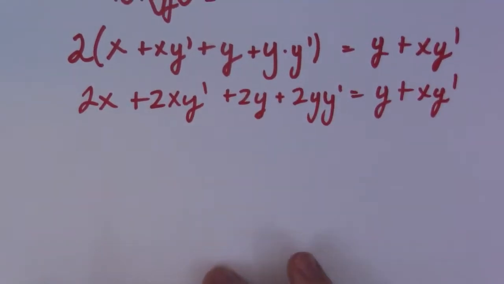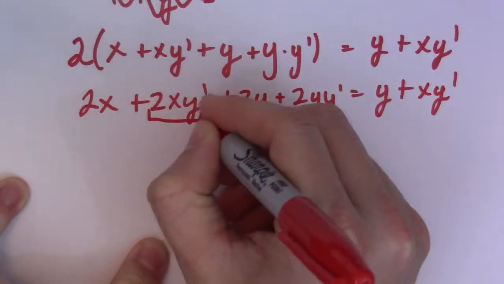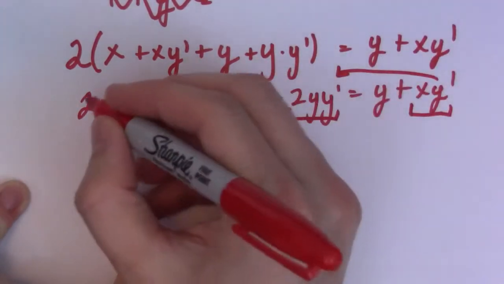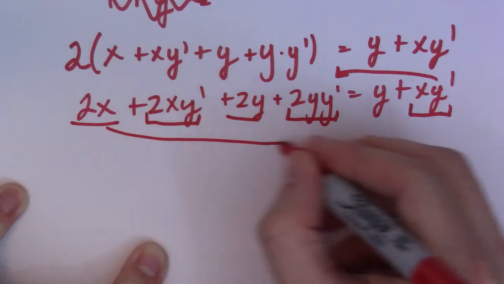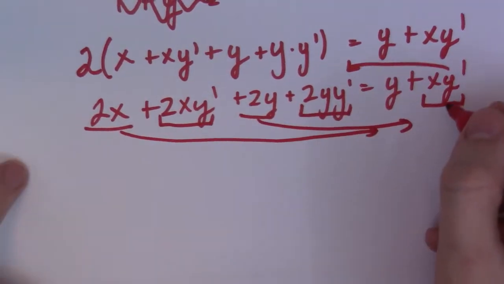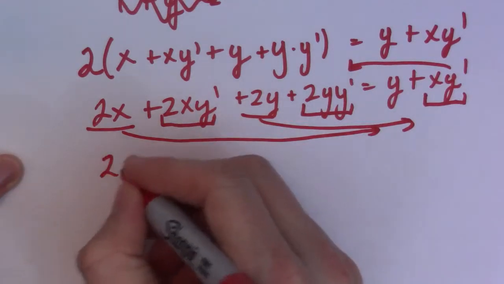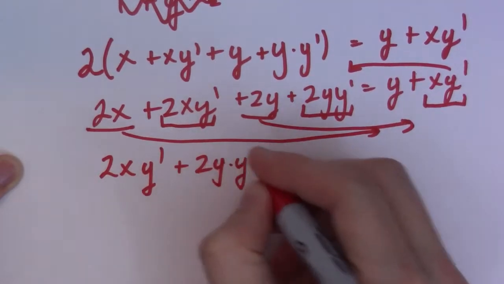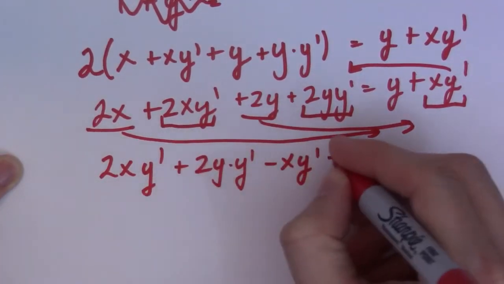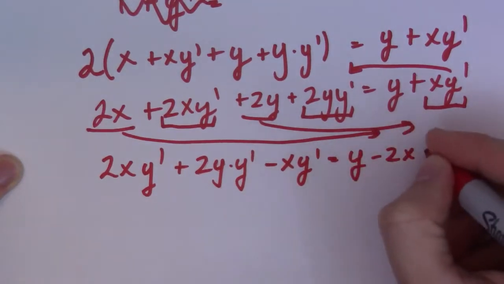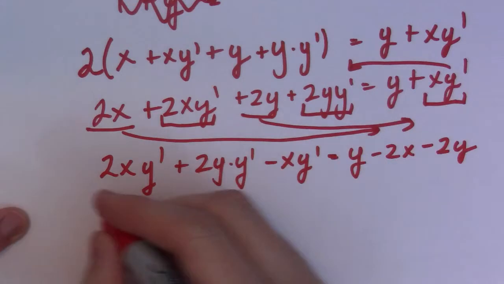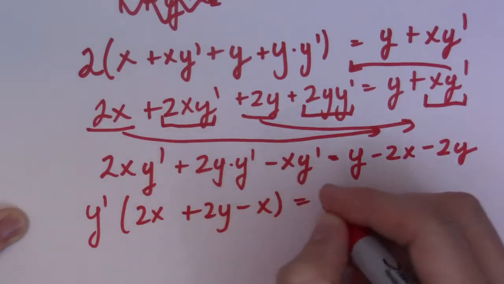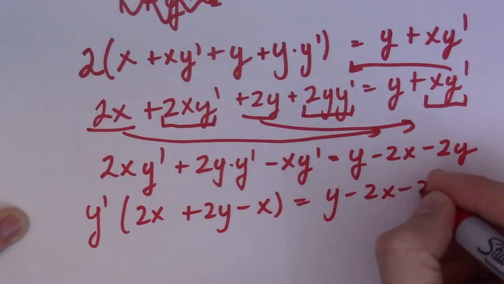So next step is y primes all on the left side. The only one I have to bring over is this one, and then everything else on the other side. So both of this guy and this guy is going over. So I'm going to be left with 2x y prime plus 2y times y prime minus x y prime is equal to y minus 2x minus 2y. Then I take a y prime out. I'm left with 2x plus 2y minus x is equal to y minus 2x minus 2y.